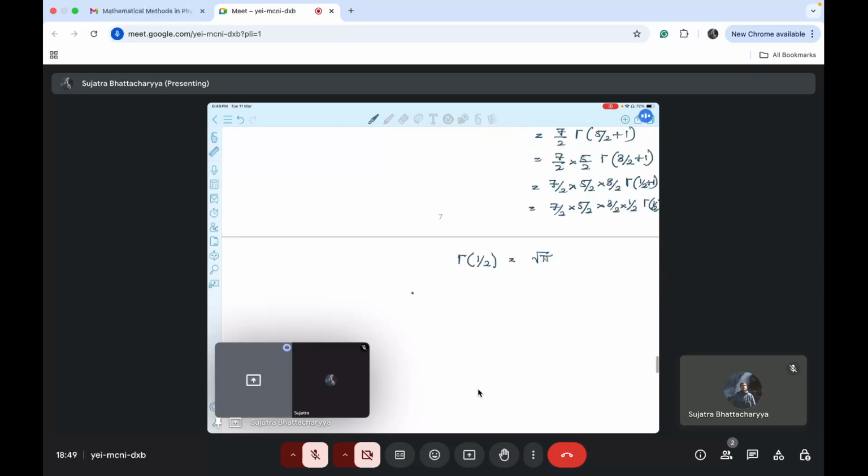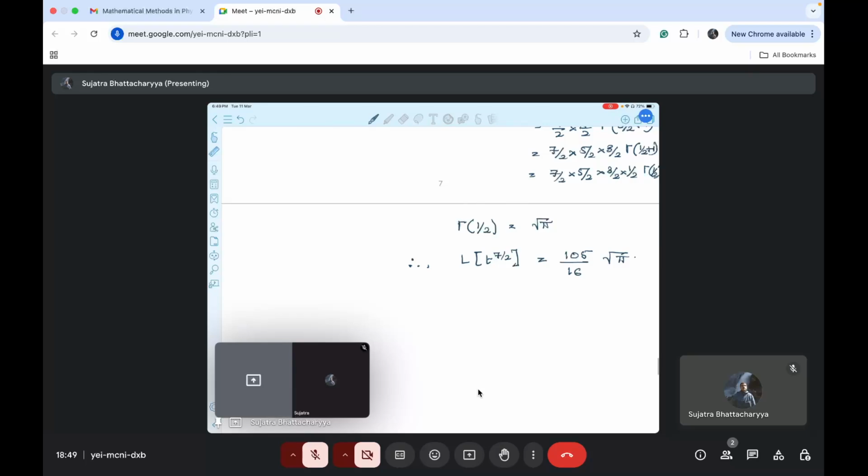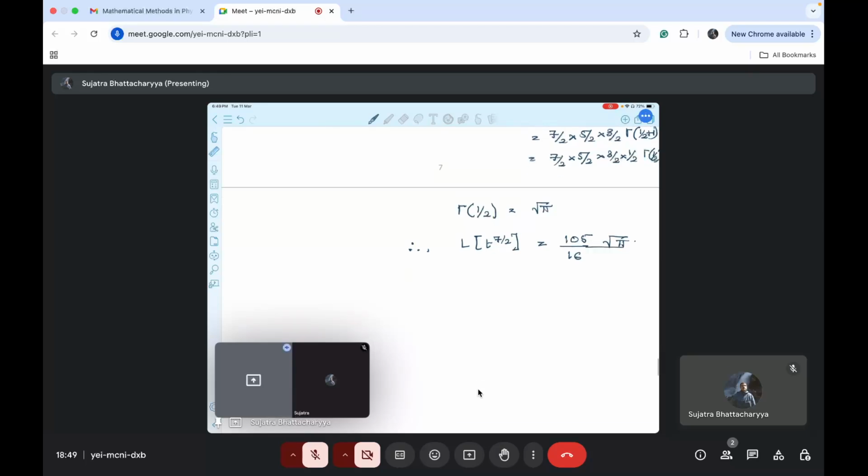So finally, therefore, the Laplace transform of t to the power 7 by 2, that is f dash, comes out to be 7 into 5 into 3, which comes out to be 105, divided by 2 to the 4, that is 16, into root pi. All right. So this should be the answer. But divided by, of course, s to the power 9 by 2.